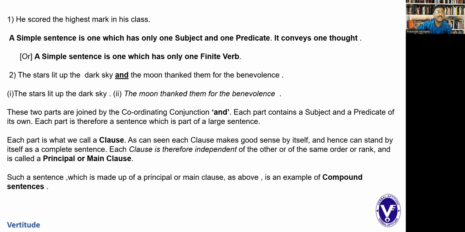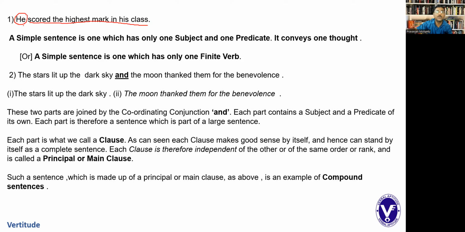Now look at this sentence. There is only one subject, he. He scored the highest mark in his class, and one predicate. He is the subject and only one. Scored the highest mark in his class, nothing else. It conveys one thought. Here you can see in this sentence, there's only one thought that he scored the highest mark in his class.